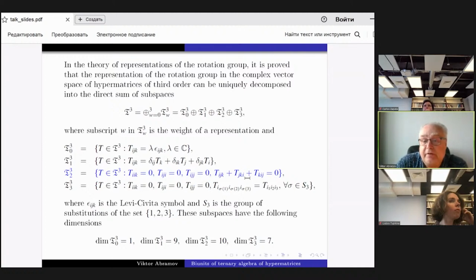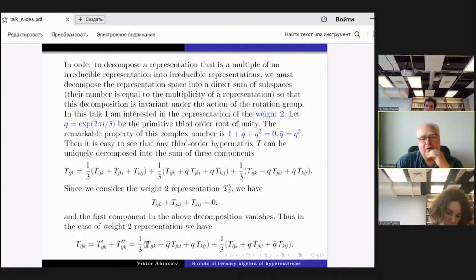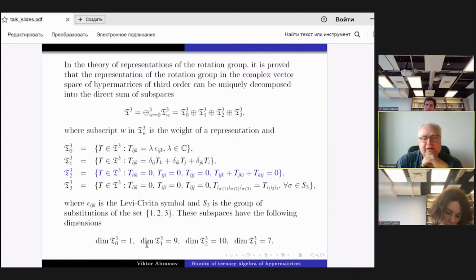And now here you see that we have one more condition, and here we have cyclic permutations of subscripts, and the sum of the values under the cyclic permutations should be 0. What is the motivation? Okay. And now I will study this subspace of hypermatrices.